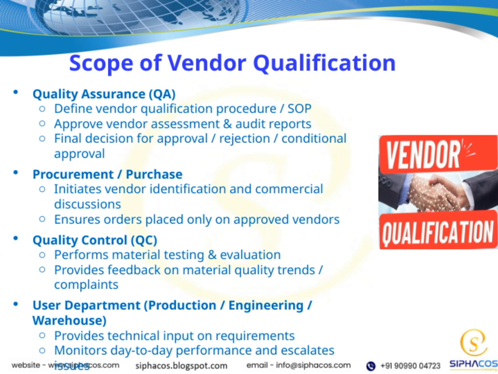Finally, the user departments, such as production, engineering, and warehouse, play an integral role. They provide technical input on requirements, ensuring that the materials and vendors meet our specific needs. They also monitor the vendor's day-to-day performance and escalate any issues that arise, helping us stay proactive in managing vendor relationships and quality. Overall, the scope of vendor qualification is a collaborative effort across multiple functions, all working together to ensure we work with the best vendors to meet our quality, safety, and operational standards.